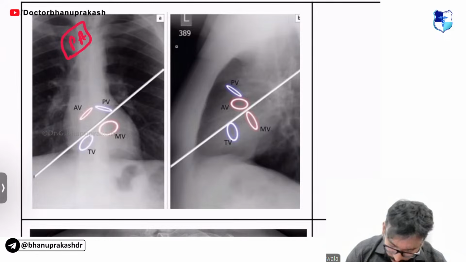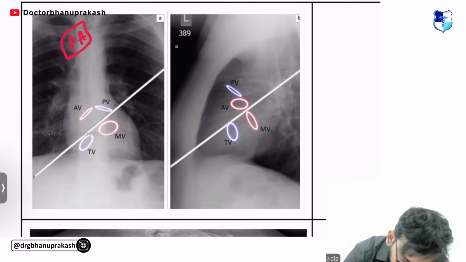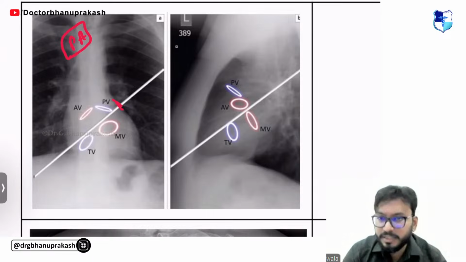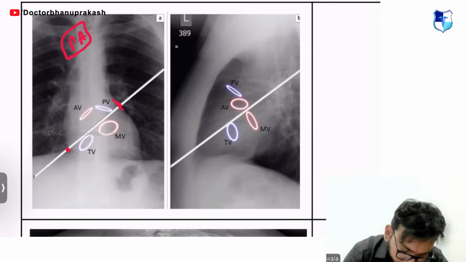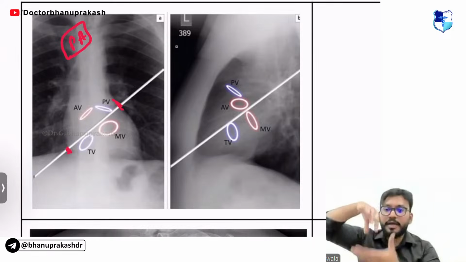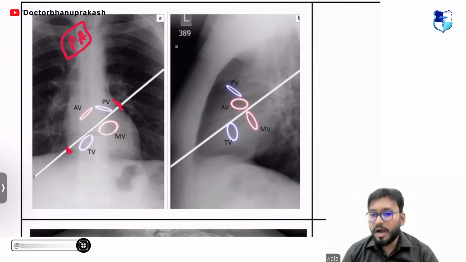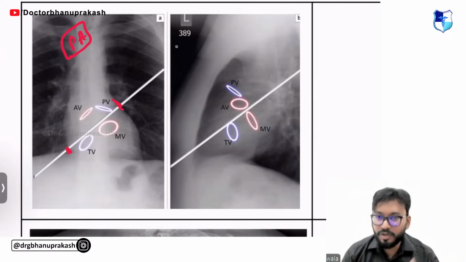All of these make up your left heart border. So look at this, guys. This is the left atrial appendage, and this is your angle between the heart and the diaphragm, known as the cardiophrenic angle. This is the right side, so right cardiophrenic angle.